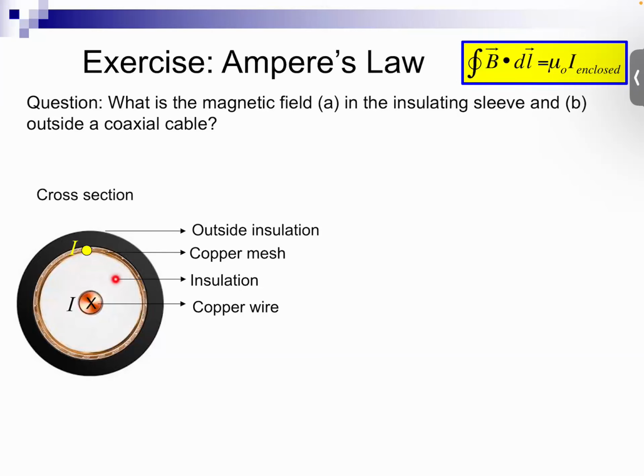You have the insulation that's protecting the copper wire from the current in the copper mesh. The copper mesh carries the same amount of current, but in the opposite direction. So the dot here, the yellow dot, tells you that the direction of the current is going out of the plane, right? Okay, hence currents with equal magnitude but opposite directions. And then you have this outside insulation, the outer covering of the wire. Okay, so let's do first the magnetic field in the insulating sleeve. So it's this part here.